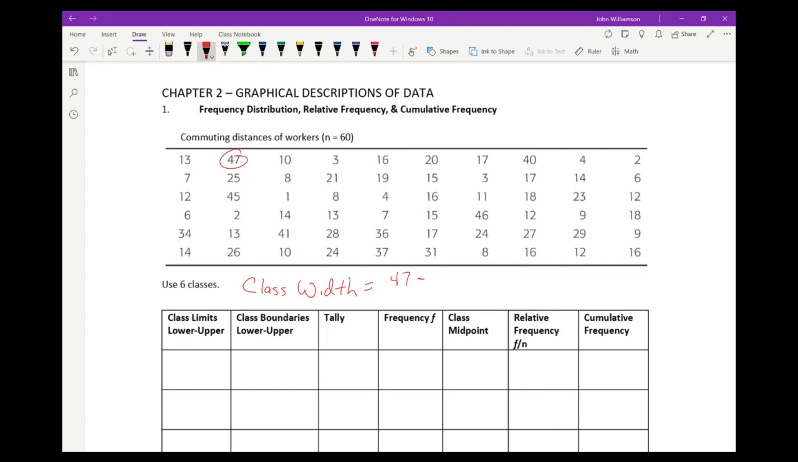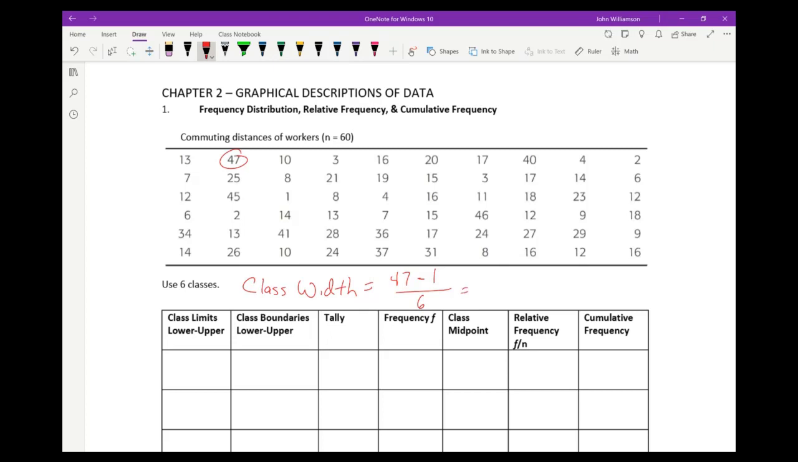What is the smallest distance somebody drove in? 1. Wouldn't you love to be that person? Only have to drive a mile to work. And then we're going to divide by the number of classes. So in this case, we wanted 6 classes. So I'm going to divide 47 minus 1 by 6.